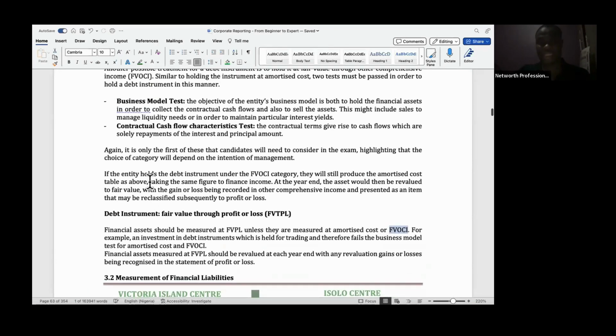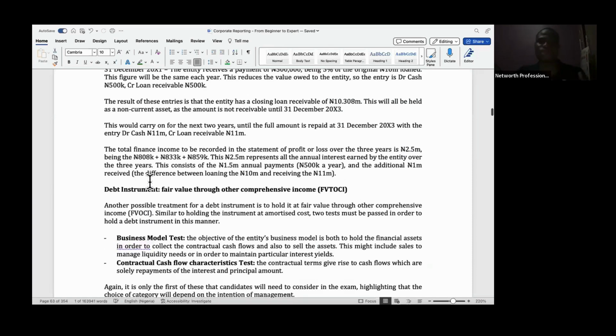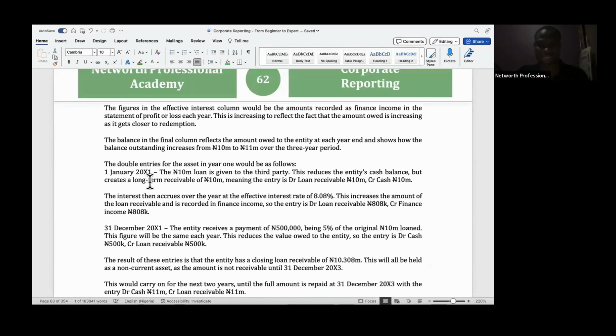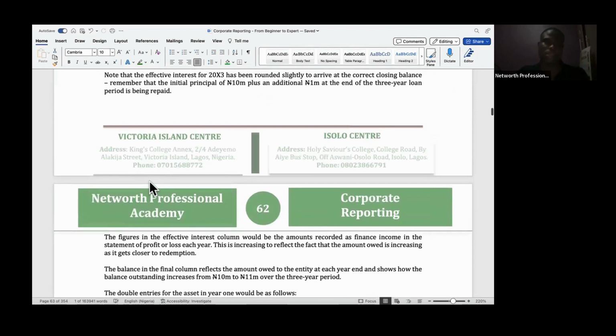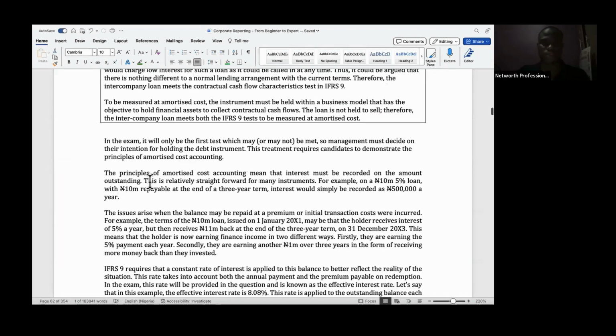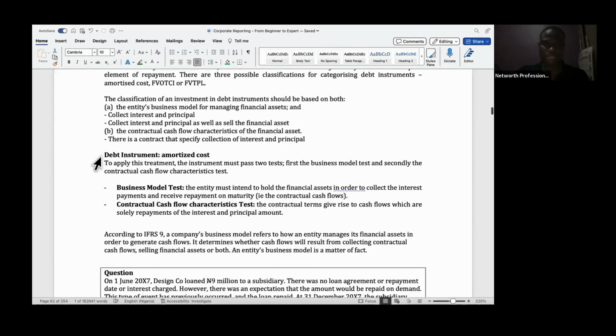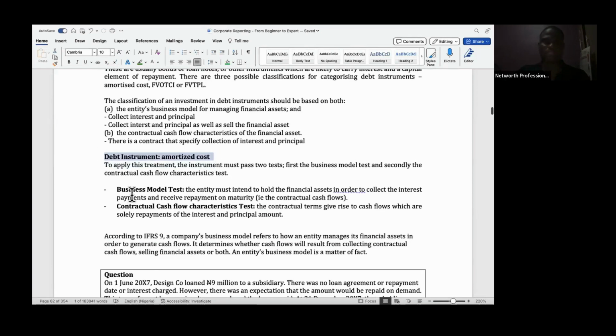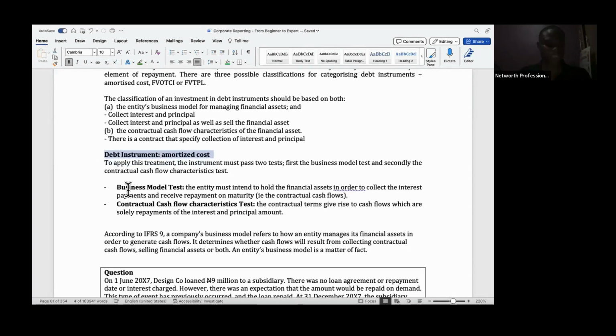Now, in the exam, it's going to be amortized cost you're going to find there. I can tell you this confidently. It's amortized cost you will find. So let me go back to amortized cost, where the business model is that you collect interest and principal, and there has to be a contract that says that you collect interest and principal.